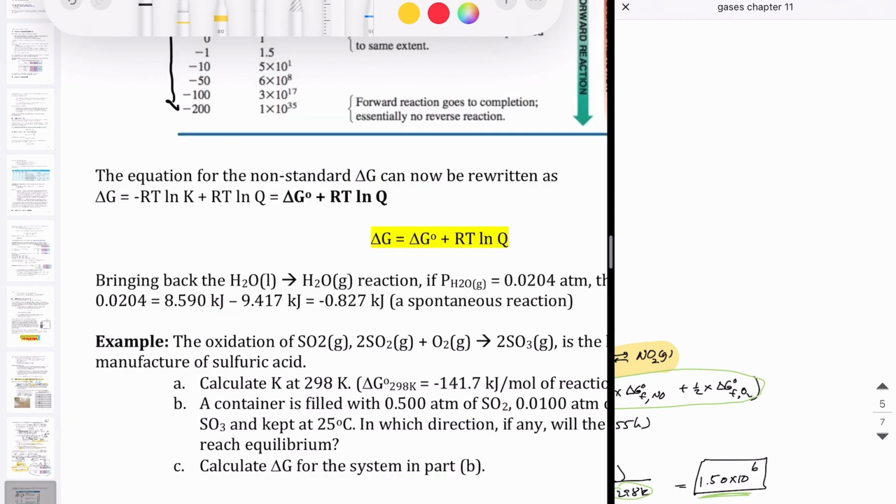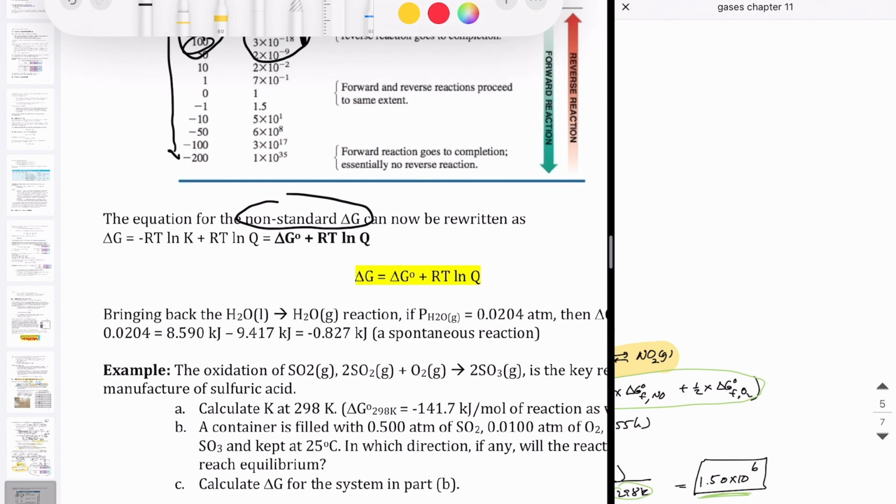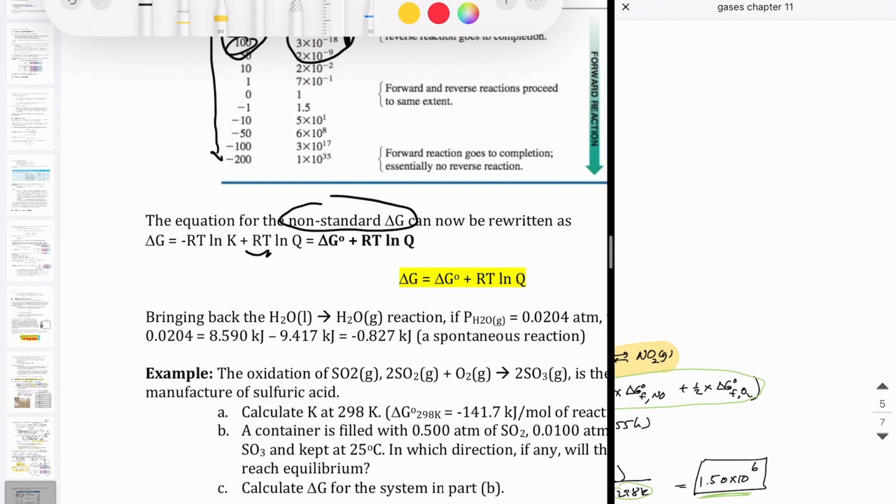The last equation I want to present to you here is just the equation for the non-standard delta G. Remember that we already had it earlier. It was written as delta G equals RT ln Q minus RT ln K, but I'm going to write it now as negative RT ln K first, plus RT ln Q. And the reason is because that negative RT ln K we just showed is equal to delta G standard. So now we can write it as just delta G standard plus RT ln Q.